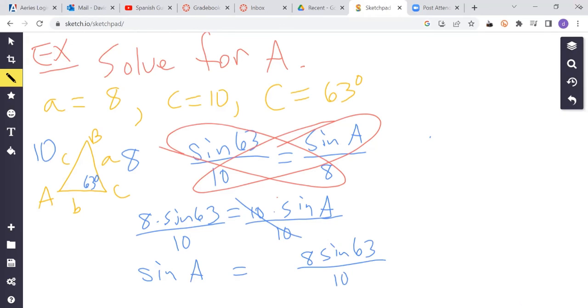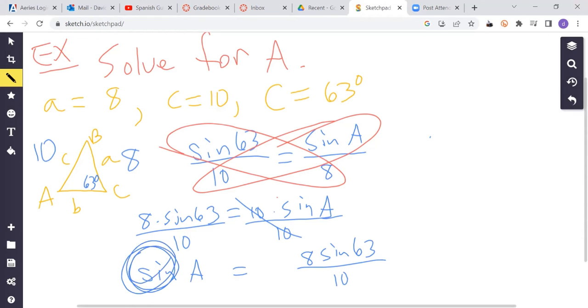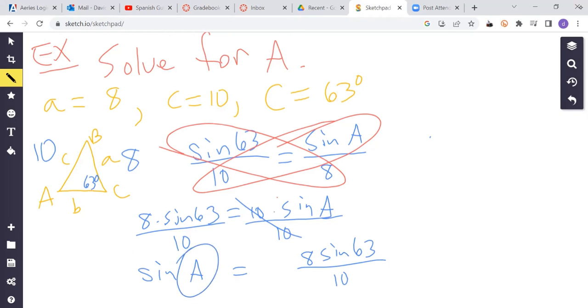So we're like 99% done. Now looking at what you have there, you have to ask yourself, how do I get A alone? How do I finish this problem? How do I make sine go? I want sine to cancel, so it's just A by itself.